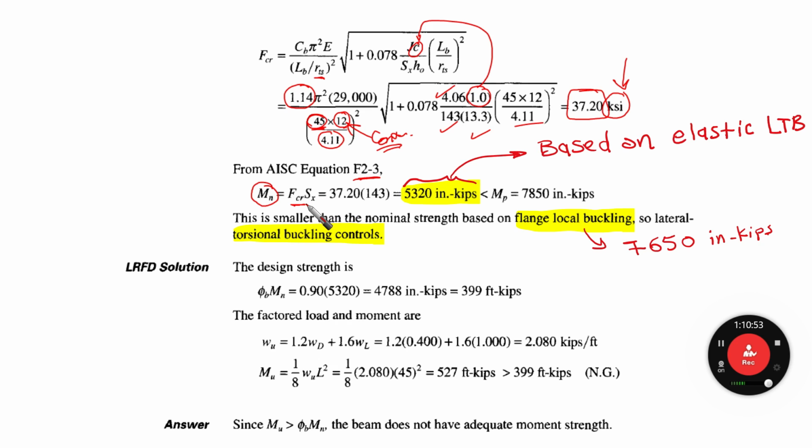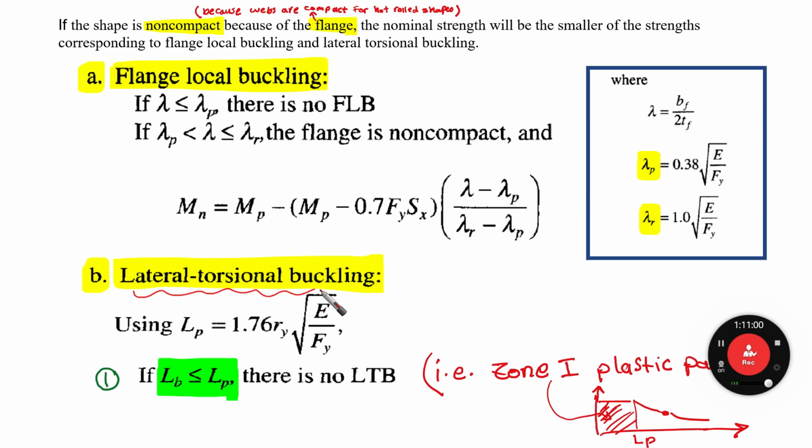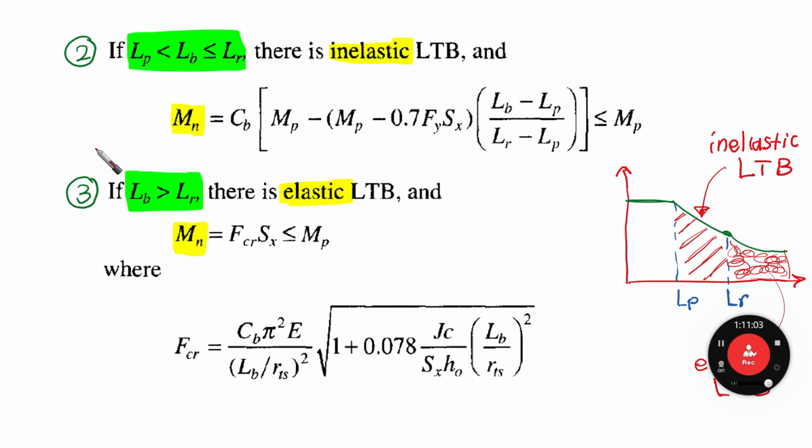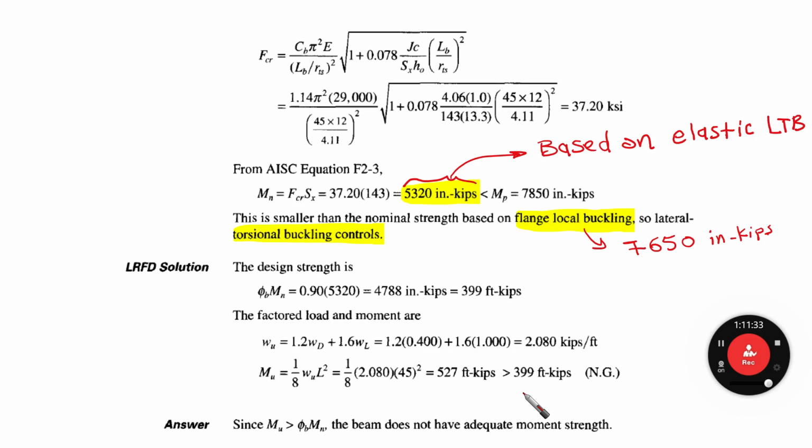Okay, let's go back again because we are in lateral torsional buckling. Do you remember? We are in the lateral torsional buckling part. So we check our lambda and we found that we are in case number 3. LB larger than LR. So our nominal flexure strength is going to equal FCR times SX, and it should be less than MP. Based on that, we have calculated FCR, and after obtaining all the values inside this fantastic equation, we ended up with, yes, this is FCR, and this is what we have obtained, 37.2 KSI.